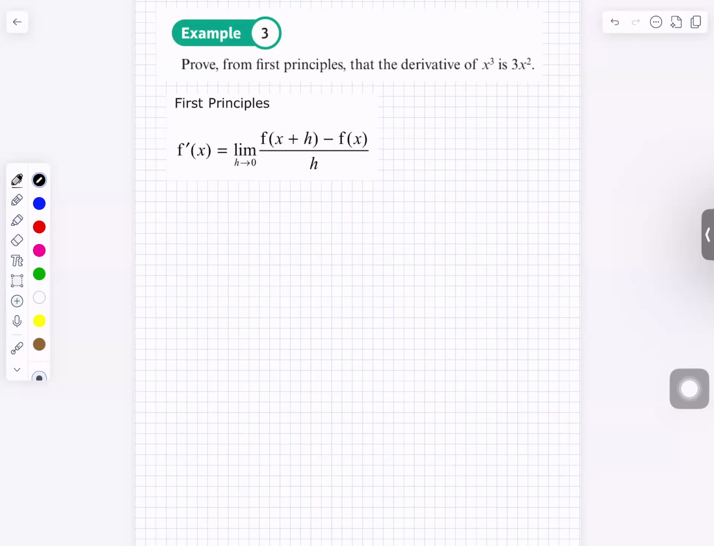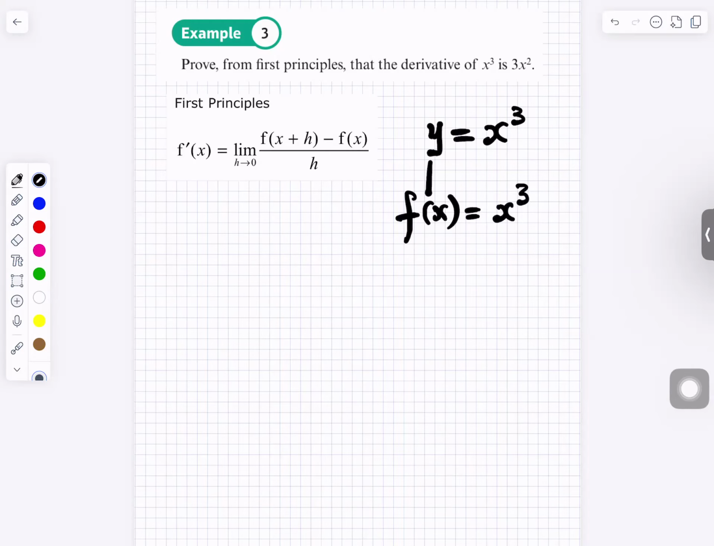So, proof from first principles, we've got x cubed. We can write it as y is equal to x cubed. Now, in this formula, instead of using y, they use f of x. f of x is equal to x cubed.